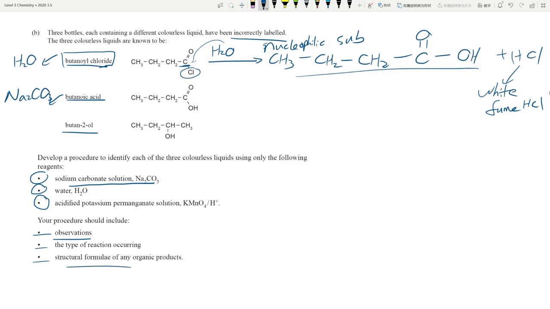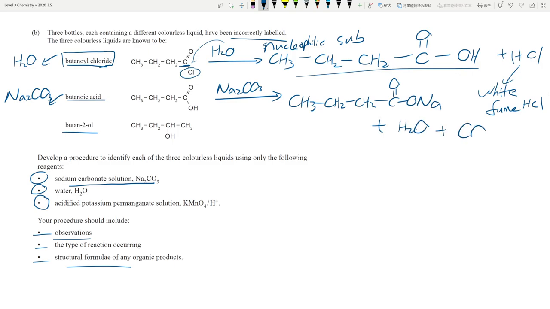Butanoic acid, so this is acids and bases, this is neutralization. If you put Na2CO3 here, acid plus base gives you salt, so acid plus carbonate gives you salt, water, and carbon dioxide. Now we need to make sure this is balanced, because this is 2Na, this is 2Na, and then everything should be fine. So what type of reaction is this? This is neutralization.